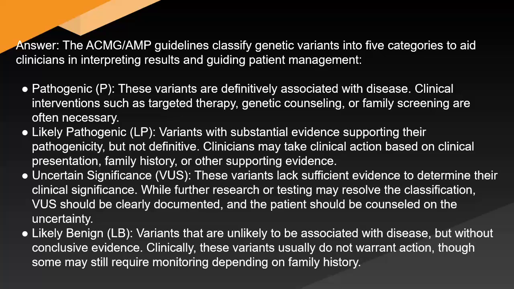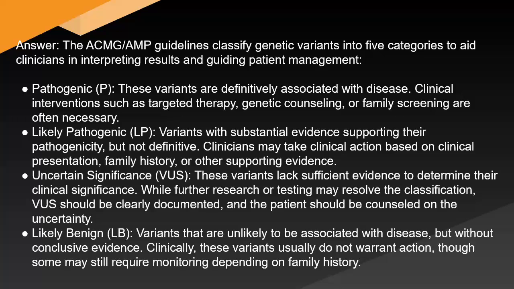Pathogenic (P). These variants are definitively associated with disease. Clinical interventions such as targeted therapy, genetic counseling, or family screening are often necessary. Likely pathogenic (LP). Variants with substantial evidence supporting their pathogenicity, but not definitive. Clinicians may take clinical action based on clinical presentation, family history, or other supporting evidence.